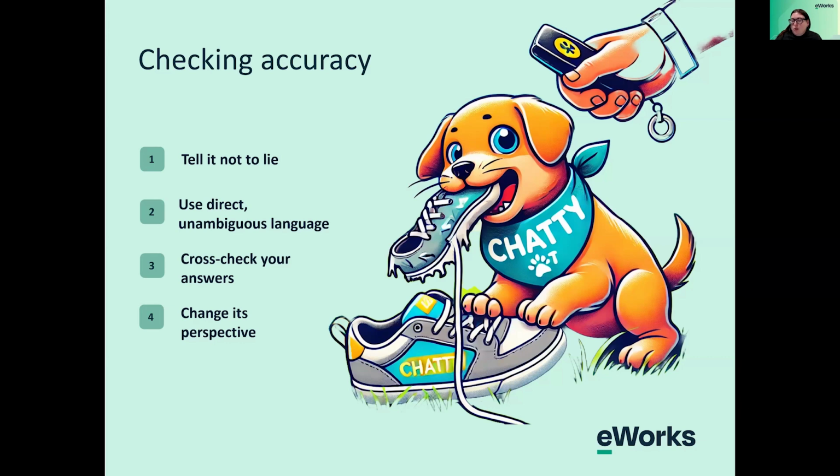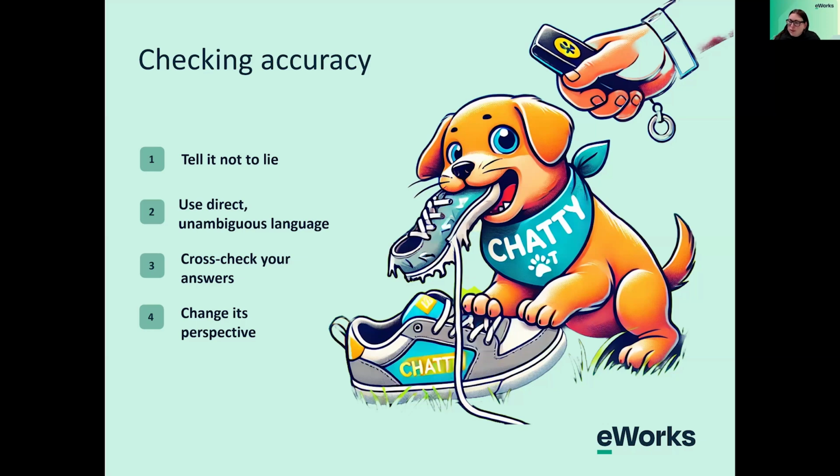Use direct, unambiguous language. So avoid jargon. Don't use slang. Don't use ambiguous words, which could have multiple meanings. Always cross-check your answers. So you can do this via Google search. You can run the same prompt on Claude and ChatGPT and compare them and then cross-check. Remember, though, that spot checking is not enough. You really have to keep your eye on Chatty at all times. I mean, look at him just destroying this shoe that I could not properly get it to make. Even if something looks true, even if a web link looks legit, always check it.